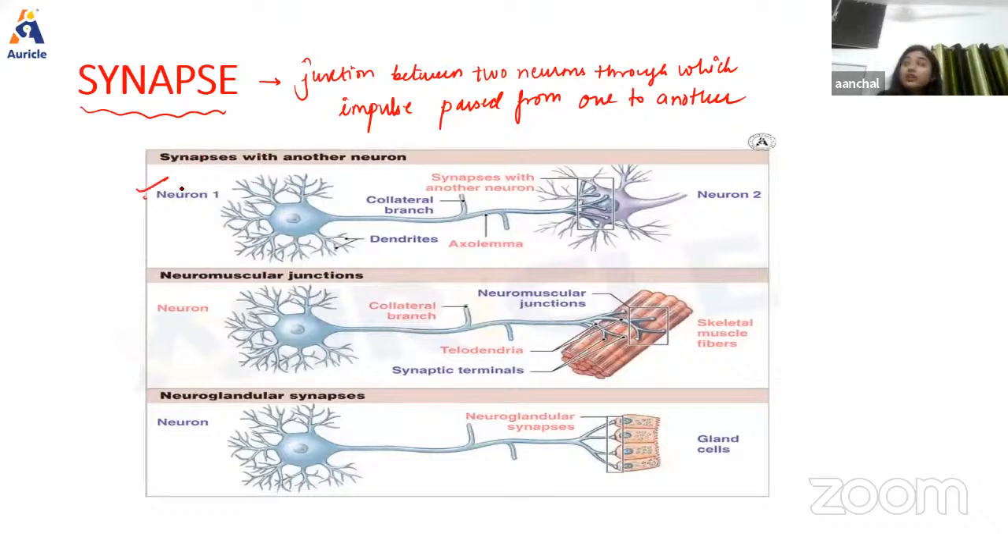So here we have neuron 1 and here we have neuron 2. So the transmission is occurring from one neuron to another. Then here in the neuromuscular junction, we have neuron and muscle, so the transmission is occurring between the neuron and the muscle. Then next we have the neuroglandular synapse. So here the transmission is occurring between the neurons and the gland cells. So synapse is the junction between two neurons, or it can be between neuron and muscle, or between neuron and glands, right?